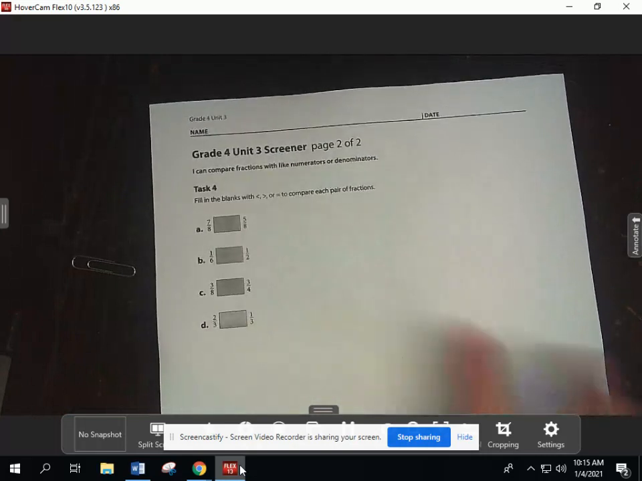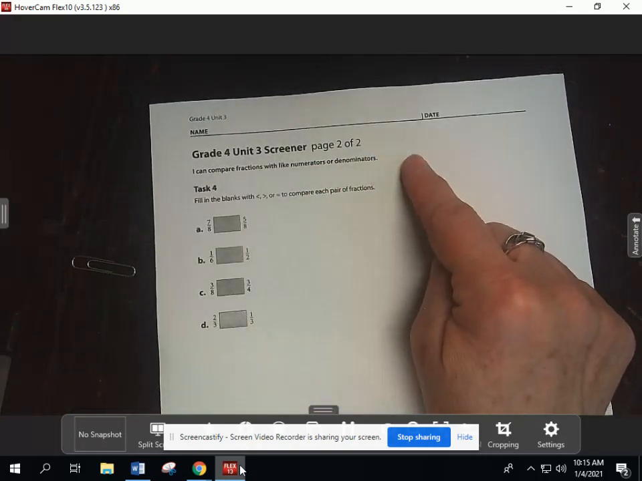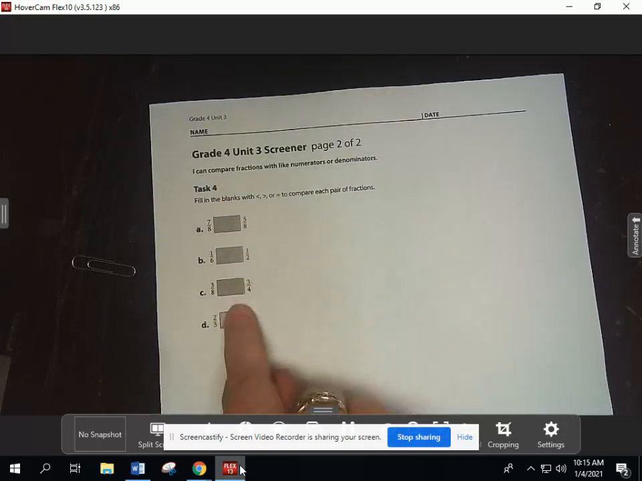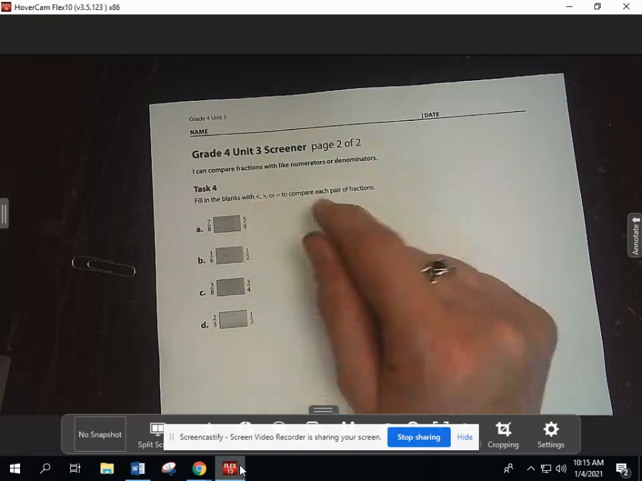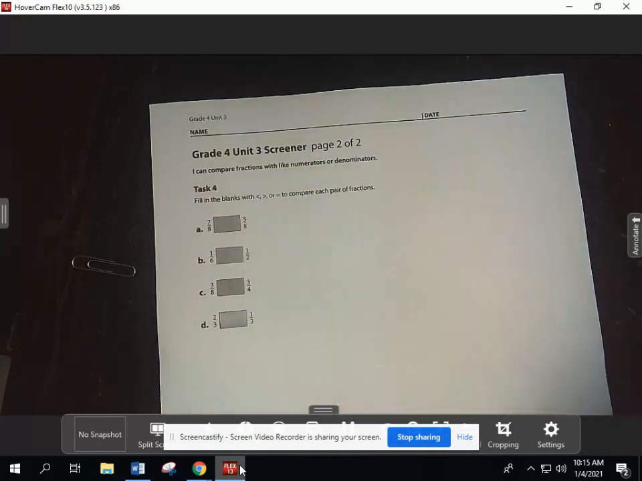On the back side, it says that I can compare unit fractions with like numerators or denominators. It says you have to fill these blanks with either a less than, a greater than, or an equal to make each of these statements true. Okay, I'm going to pause you and then we'll come back with some other work.